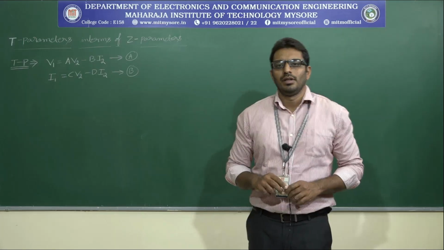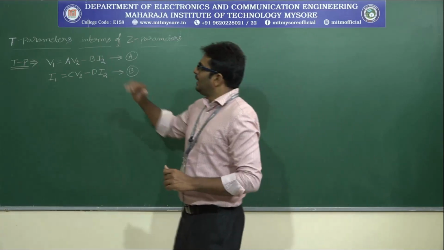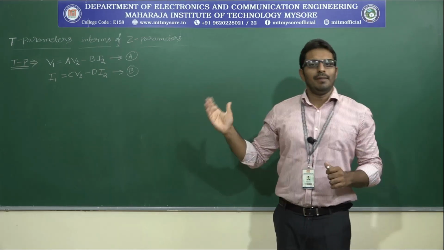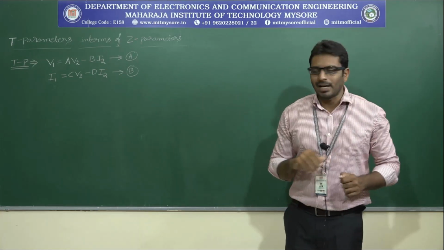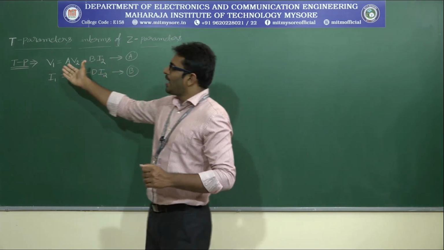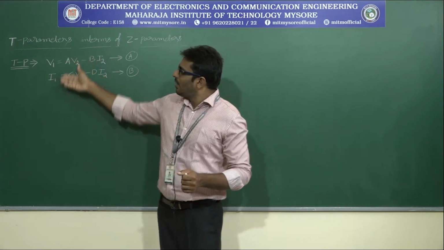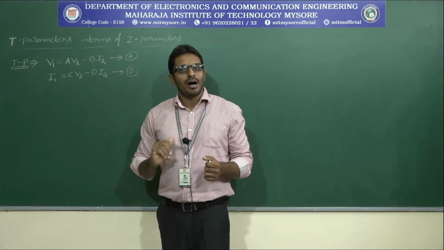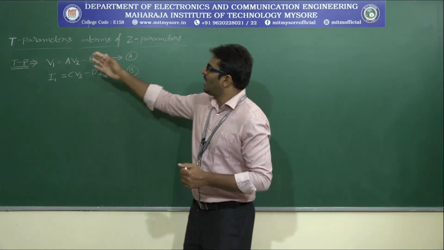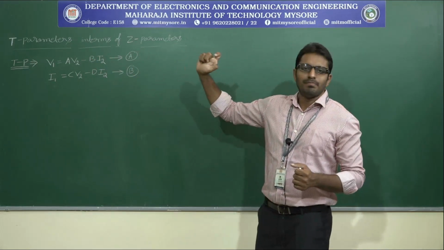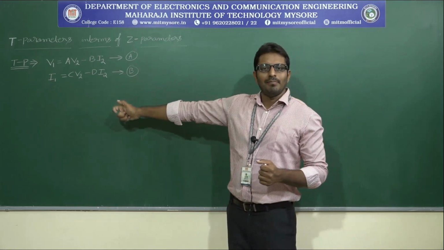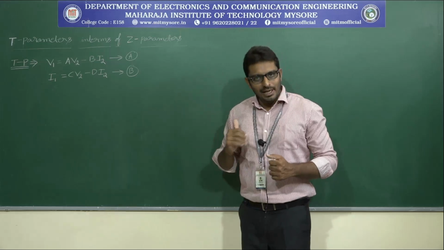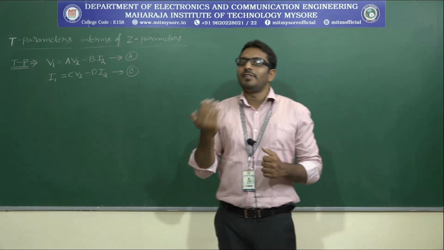Thank you. Now let us discuss T parameters in terms of Z parameters. How to express T parameters in terms of Z parameters. I have already written the T parameters equation. Here V1 and I1 are dependent variables, whereas V2, I2 are independent variables. So first we are discussing the interrelationship between ABCD parameters and Z parameters. I mean, we are expressing ABCD parameters in terms of Z parameters.